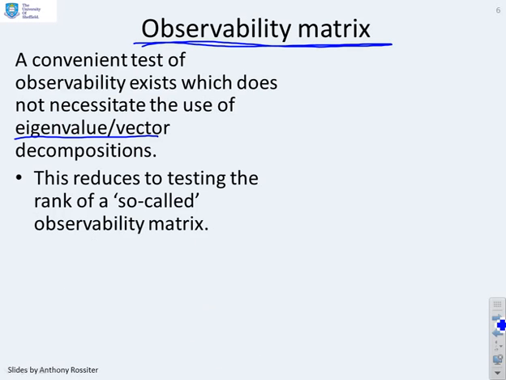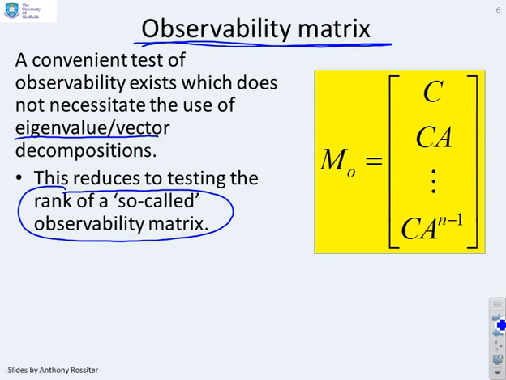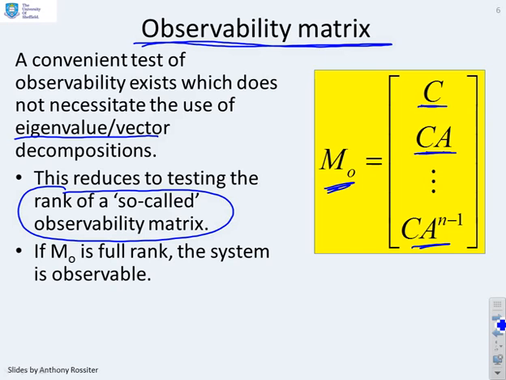This is a bit like the controllability matrix. In other words, it reduces to the rank. We need to do a rank test on a specified matrix. So the matrix takes a very simple form. Here you'll see the observability matrix is given by matrix C stacked over matrix CA all the way down to CA to the n minus 1, where n is the dimension of the A matrix. If this matrix M0 is full rank, the system is fully observable, which means that we can work out what all the states x of t are.